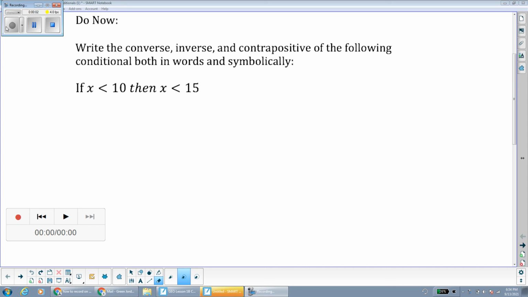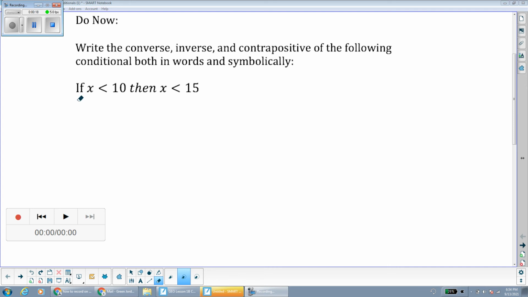Hi, everybody. Today we're going to talk about logic, specifically about conditional statements. So here we have a conditional statement. If x is less than 10, then x is less than 15. A conditional statement is a statement written in the form if, then.